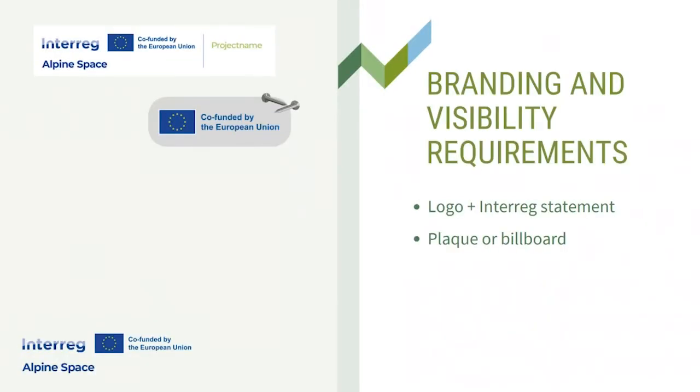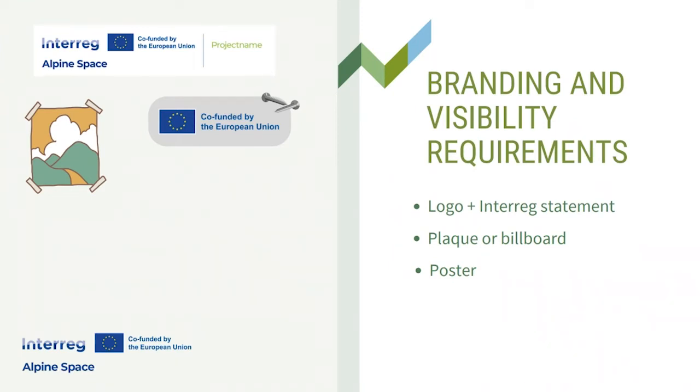For physical investments or equipment, each project must display a plaque or a billboard highlighting the support from the European Union. Each project must produce a poster of minimum size A3 or an equivalent electronic display with information about the project. It must be displayed at each project partner's premises where the public can see it. The program will provide each project with a template for the poster.